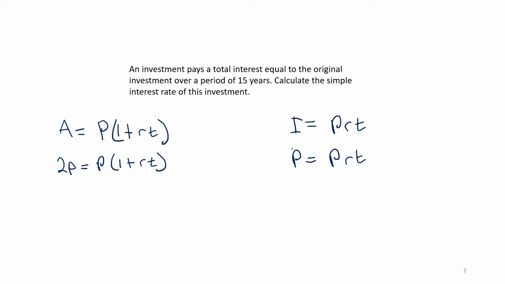We don't know P. Or no, yeah, we do. We're going to divide out P from both sides, and we're going to get 1 on this side. Not I, 1 equals RT. And we know our period is 15 years. So 1 equals R times 15, which means that R equals 1 over 15. Or that is 0.06 repeating, which we can write as 6.7%.